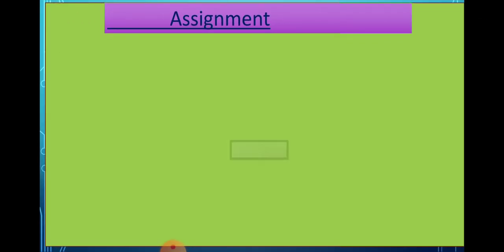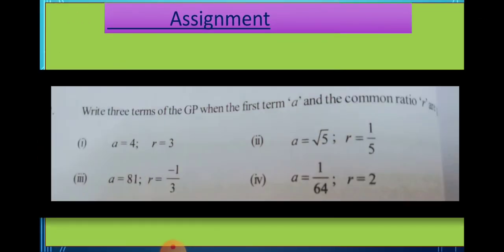Students, up to now we learnt about arithmetic progression and geometric progression. Here some problems are there. So you have to solve all these problems in your mathematics notes.